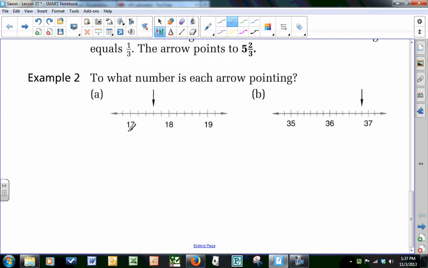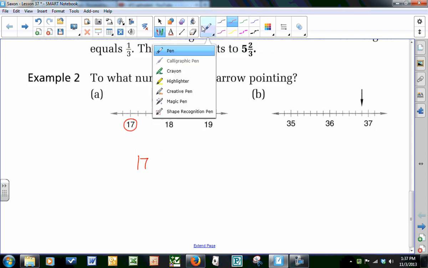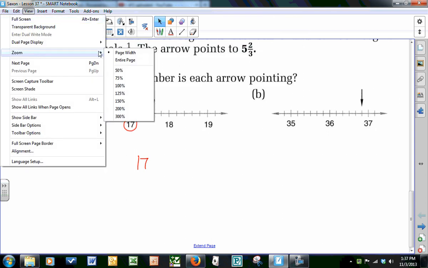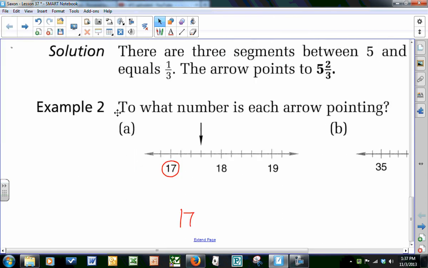We have 17 and 18. The arrow is between 17 and 18. Well, you haven't turned 18 yet. It hasn't made it to 18, so you have to go with 17 as your whole number. So you would write 17. Then the next thing you do is count the segments. This is the trickiest part simply because you have to really be able to see it. So I'm fortunate enough I can zoom in.